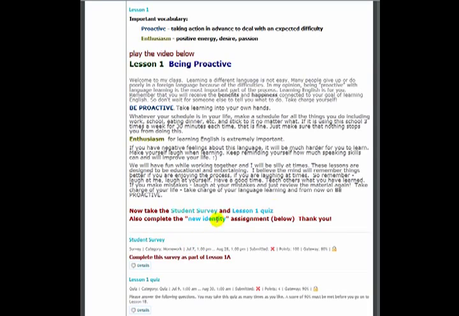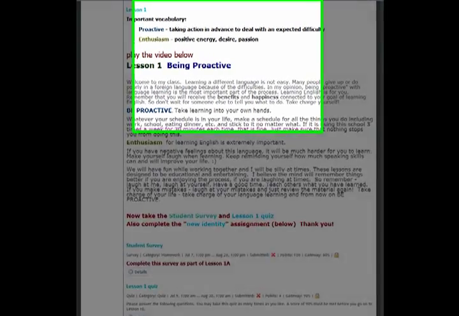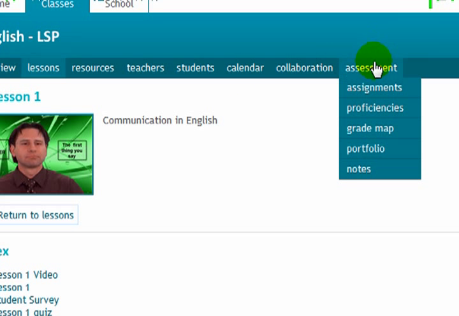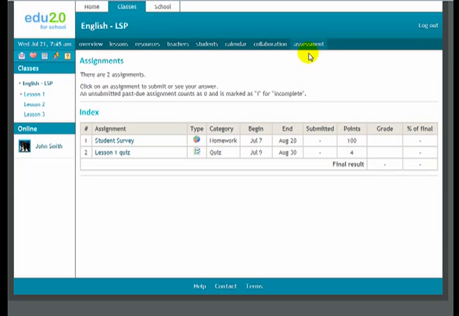But for all assignments, the way to get there is to go to Assessment. See right here, Assessment, and then Assignments. Okay, so I'm going to click on that. And it says, oh, assignments, yay. There are 2 assignments. The first one here is Student Survey. Okay, that's the one I'm talking about right now. So I'm going to click on that.